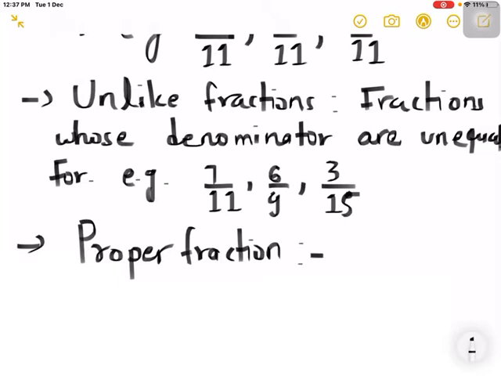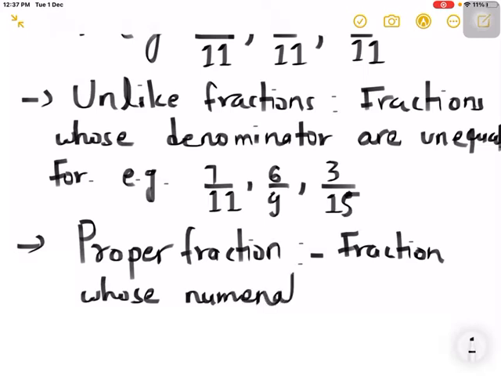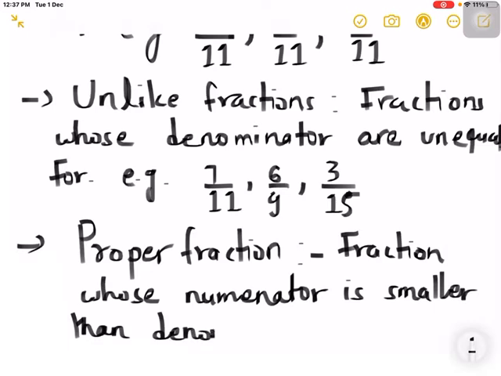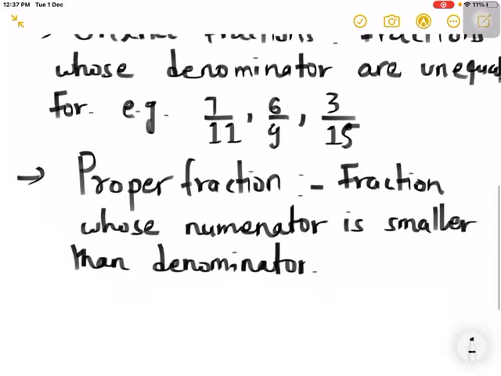Proper fraction means the numerator is smaller than the denominator. A fraction whose numerator is smaller than the denominator, this type of fraction is a proper fraction.